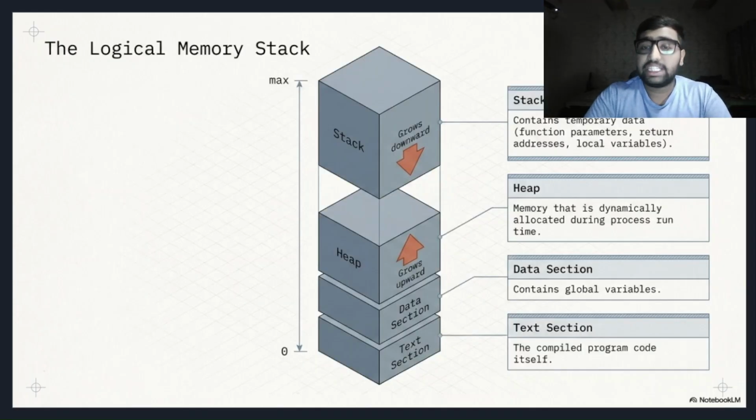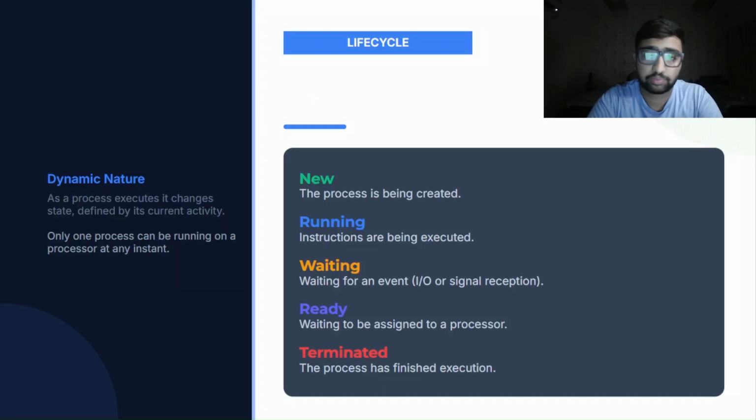Now let's look at the logical memory stack which is associated with every process. First is the text section, which is the compiled program code. Then we have the data section, which contains the global variables. The heap is the memory that is dynamically allocated during process runtime, whereas the stack contains temporary data such as function parameters, return addresses, local variables, etc.